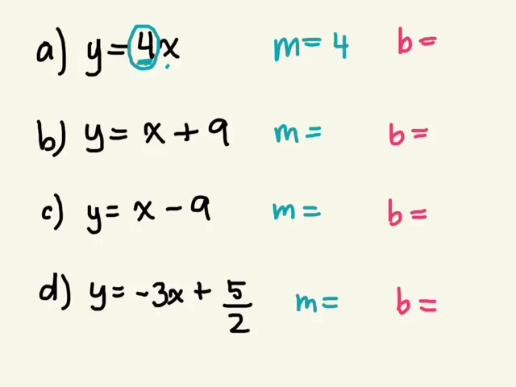Why is b 0, like you just said? Why is it 0? How do you know it's 0? Because there's no number after the x. Right. If I put plus 0, does that change the equation? Well, I'm adding nothing. No. Nothing, yeah. So I know that it's 0. So this is actually going to start at 0, 0.